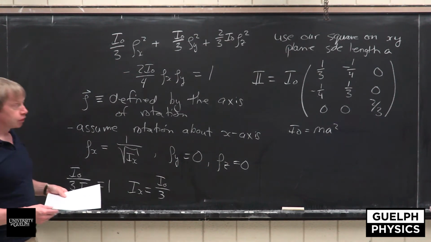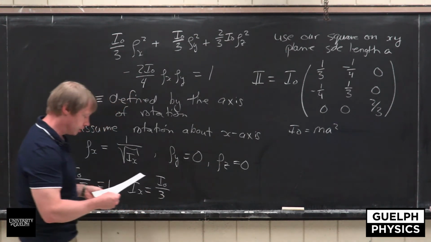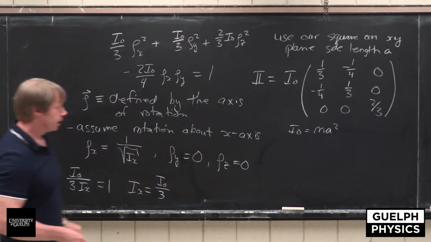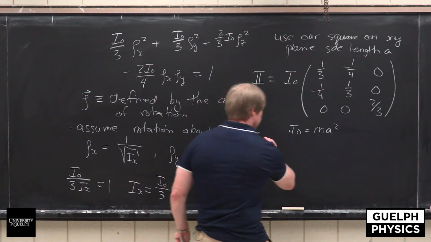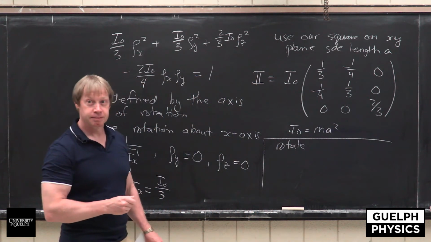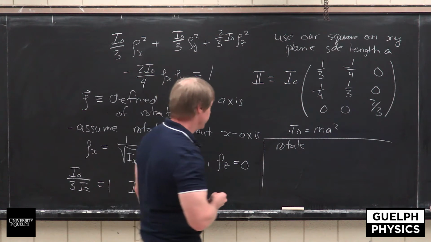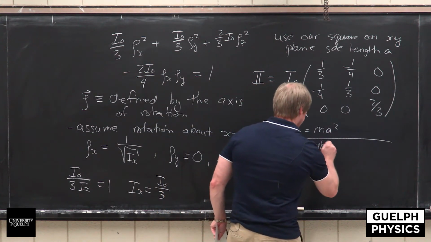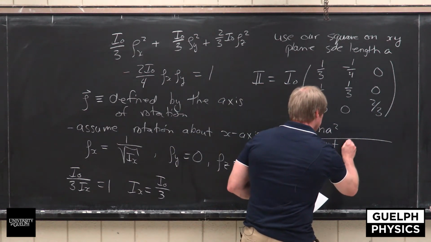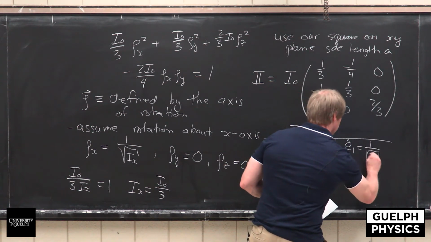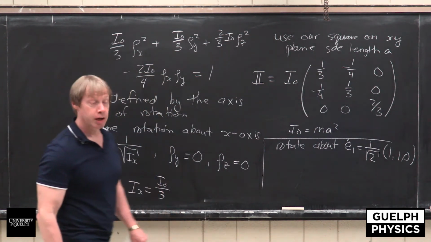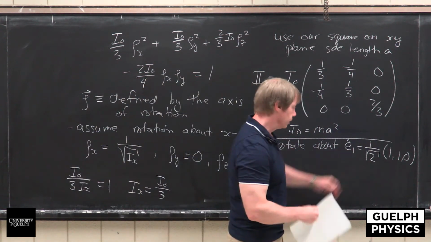So I can also do rotations about any axis I choose, but let's rotate about a principal axis. See if we get the number that we think we should. And for this principal axis, I'm just going to choose E1, which is 1 over root 2, 1, 1, 0. So this was the eigenvector that we had derived in our example much earlier.